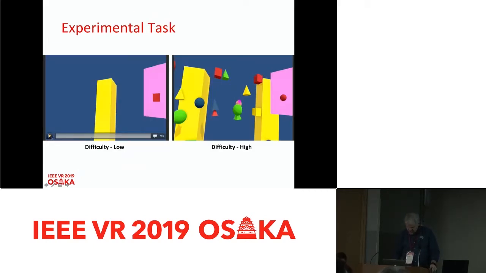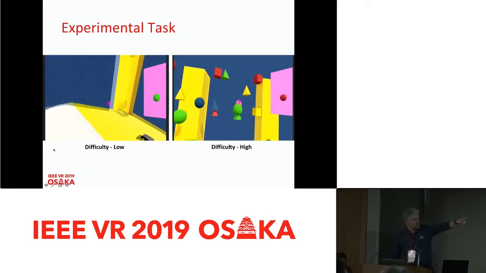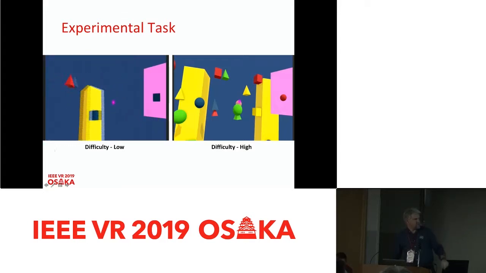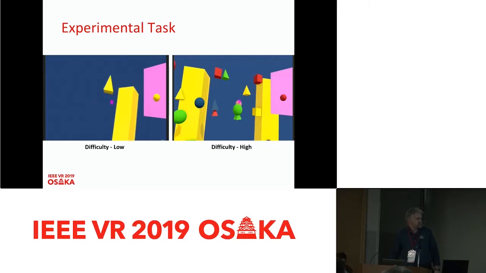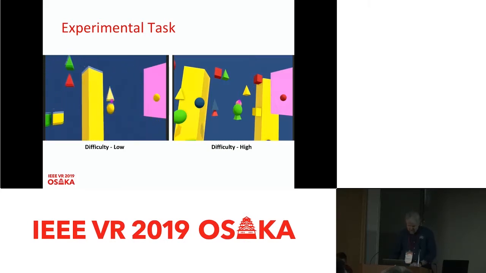So I'll show a video of this. This is the very low complexity task. You see he's got to find the green ball. Here's the green ball there. Blue, so very easy. And just looking around and trying to find and click on the objects when you see. And then on the right hand side, this is a more complex task. If I can start that up.